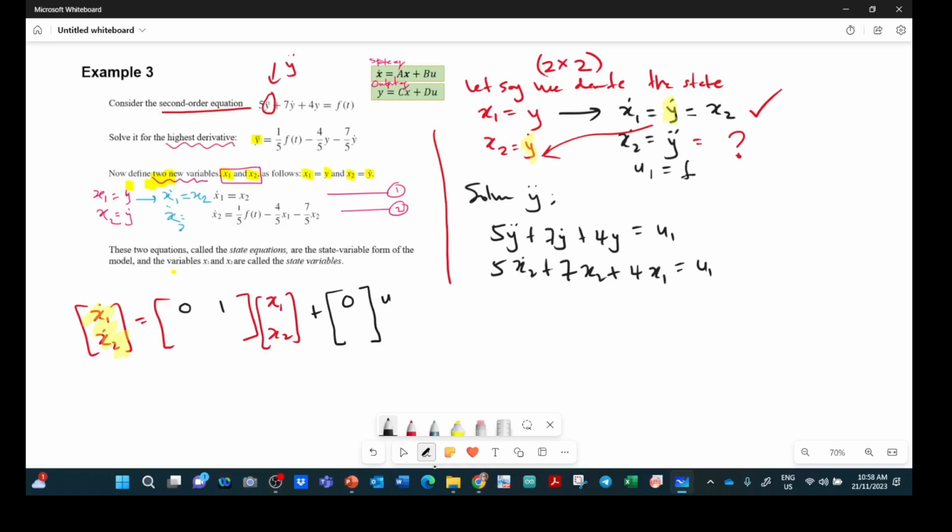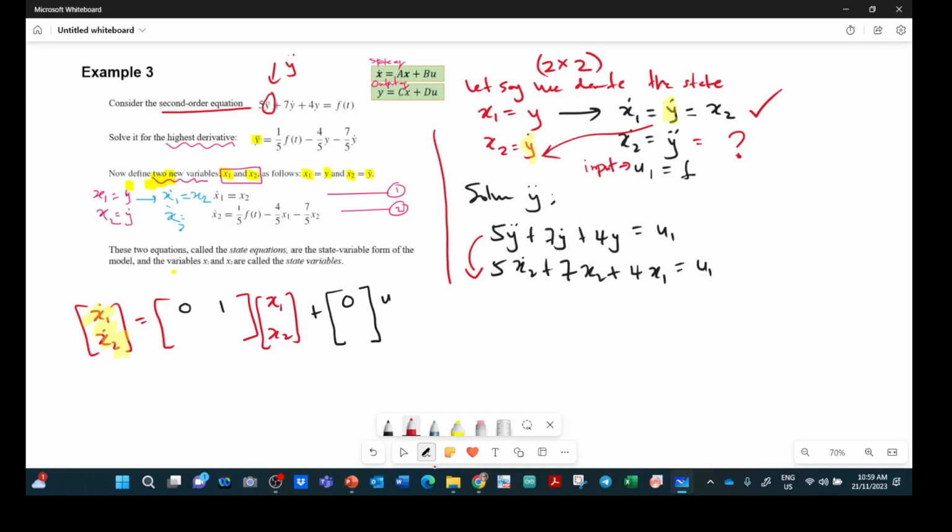Do you get the meaning, the process from here to here? Substitute y dot with x2, and y double dot with x2 dot, because you want to use the variables that we have here, x1, x2 or x1 dot, x2 dot. You don't want to use y or y dot anymore. And then y here we change it with x1. And then you define just now f(t) equal to u1. u1 will be the input.